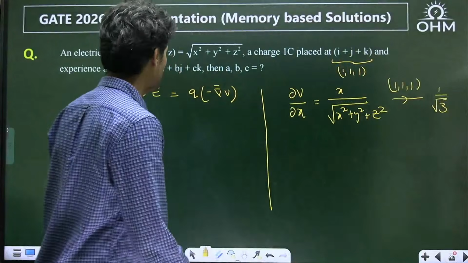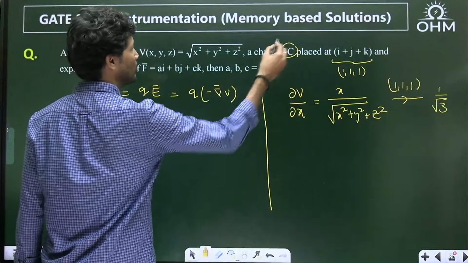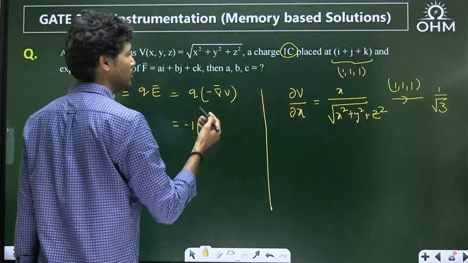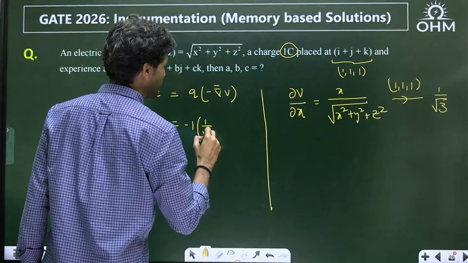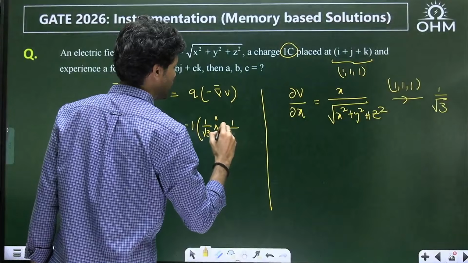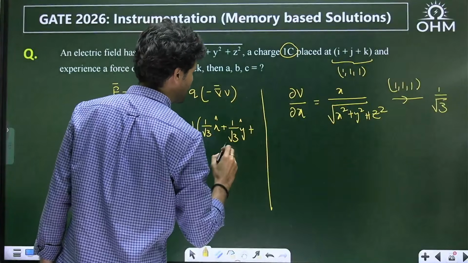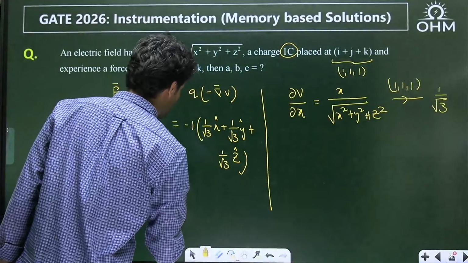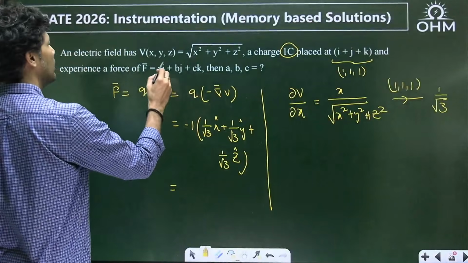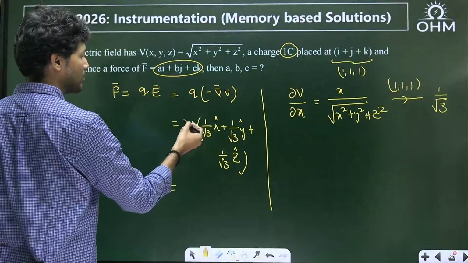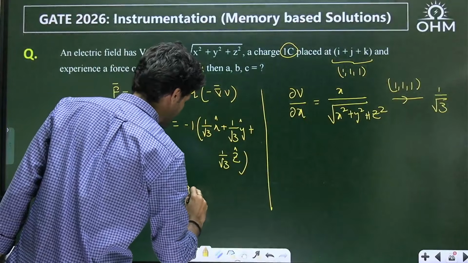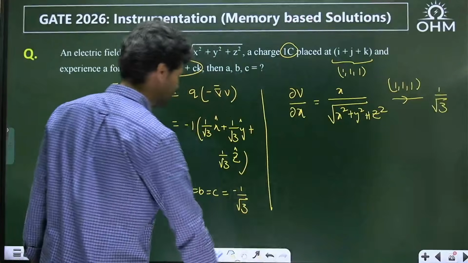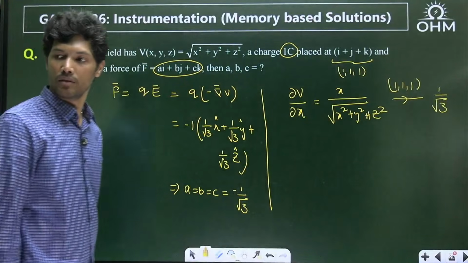Okay. And how much is the value of charge given? Charge is 1 coulomb. So this becomes equal to minus 1 into, here we'll have differentiation with respect to x, 1 by root 3, x cap plus 1 by root 3, y cap plus 1 by root 3, z cap. That's it. So, from this, what is the value of A, B, C? Ultimately, the coefficient of x cap is minus 1 by root 3. So from this, A is equal to B is equal to C. All three are the same, and that becomes equal to minus 1 by root 3. Okay. So this is all about this question.